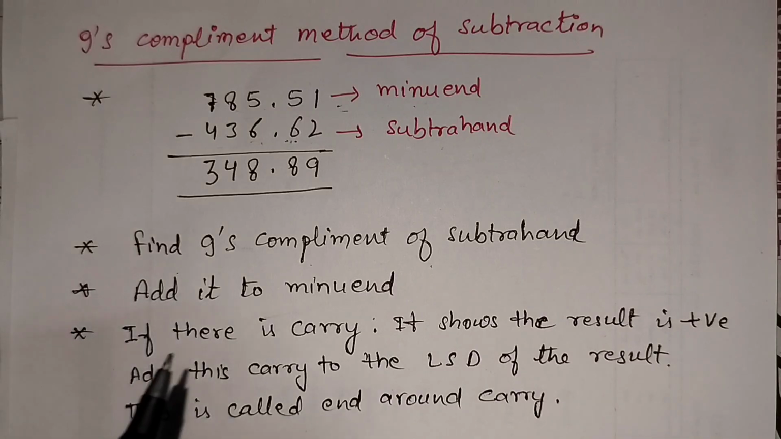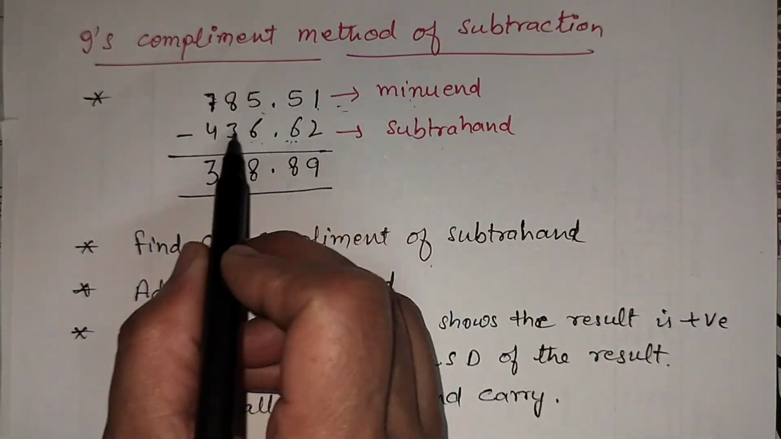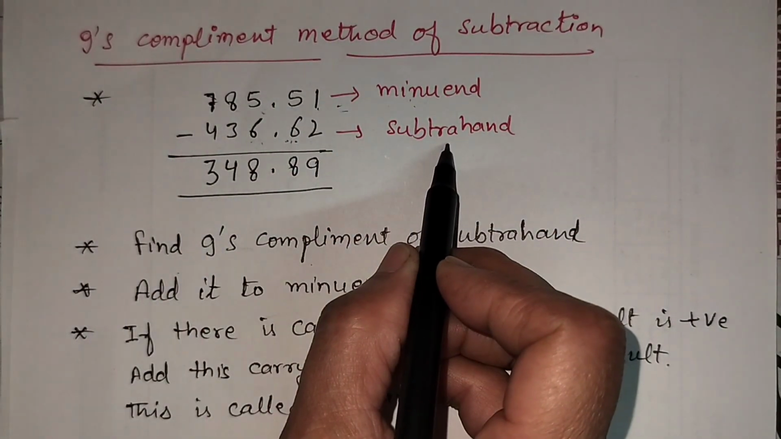Hello, now we'll learn how to do subtraction using 9's complement. Here this is decimal subtraction. Here we can see this term is called minuend and the term which we are subtracting is called subtrahend.